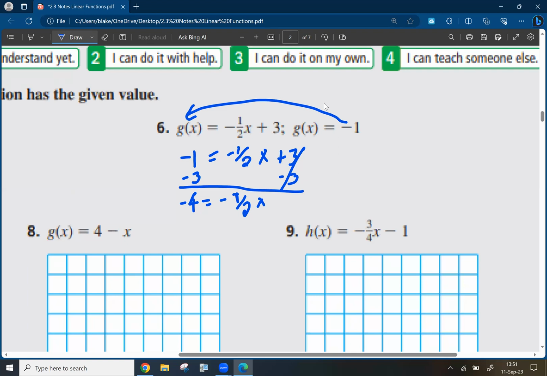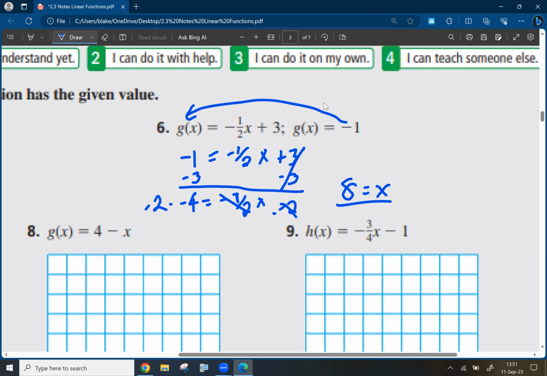-1/2 x. And then what we can do now is multiply by -2 to cancel out the -1/2, because a negative times a negative will make a positive, and 2 times 1/2 will turn into 1. So multiplying by -2 will cancel that out. So we'll have just 1x equal to -2 times -4, which is +8.